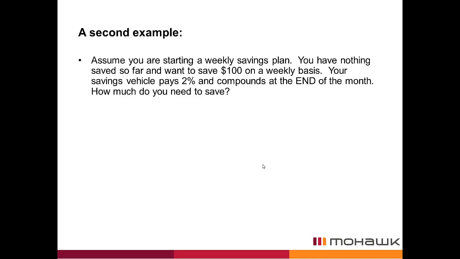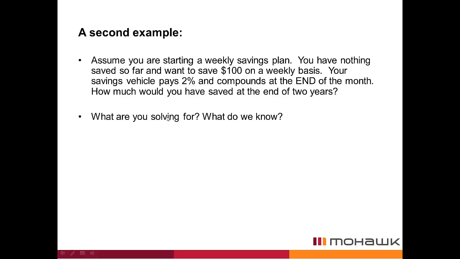And I'm sorry, that actually should say how much would you have saved. That's better. So if you're saving, you have nothing saved up, you're going to put $100 a week away, you get 2% compounding per month. How much would you have saved at the end of 2 years? So 2 years from now, how much will you have accumulated with this $100 per week plus a 2% rate of return? So what are we trying to solve for, and which variables do we already know?